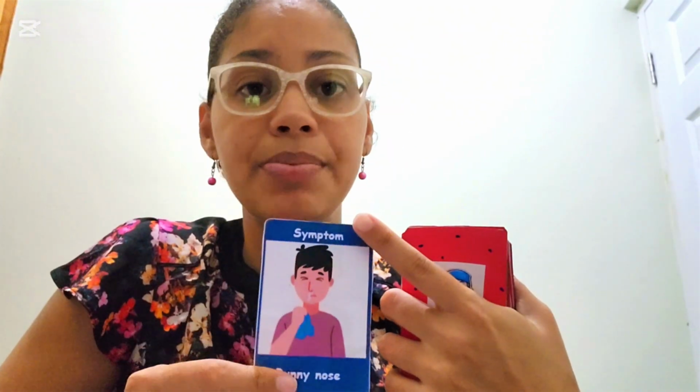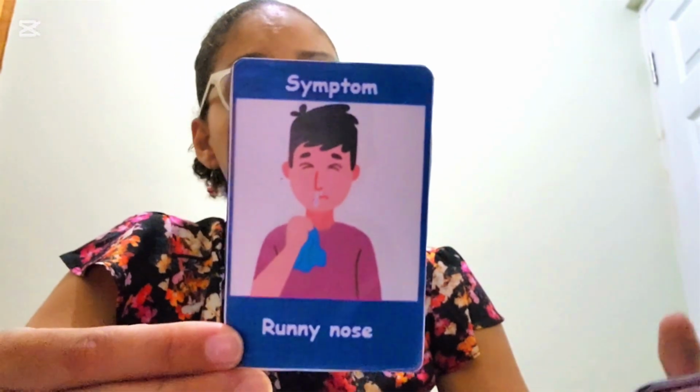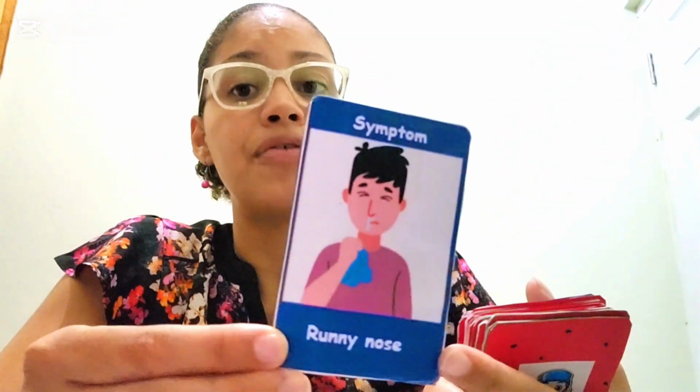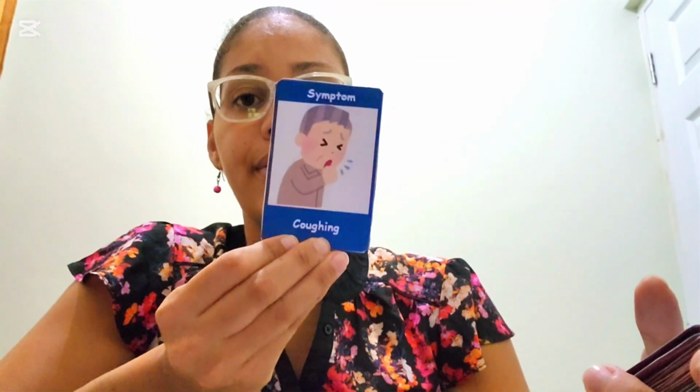And we will highlight the symptom. We'll also explain what symptom means. And the first symptom is a runny nose. We'll explain to the child that when you're sick with the common cold, you can have a runny nose. Also, sore throat and coughing.